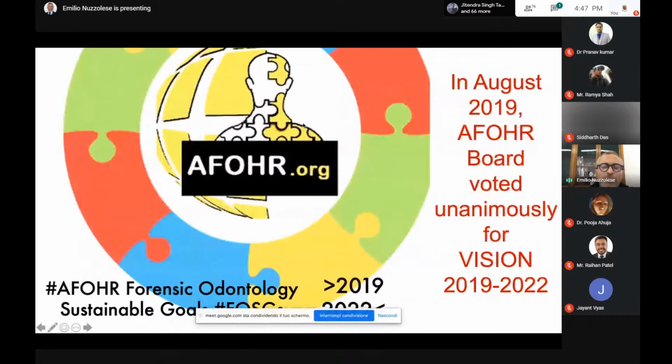We are working, and I'm going to the end of the presentation. We decided to work concretely on some specific goals. So last year, the AFO board voted unanimously for a vision 2019-2022, which is the promotion of forensic odontology sustainable goals, which are eight goals, which we are achieving in order to promote forensic odontology best practice in human identification and age estimation.